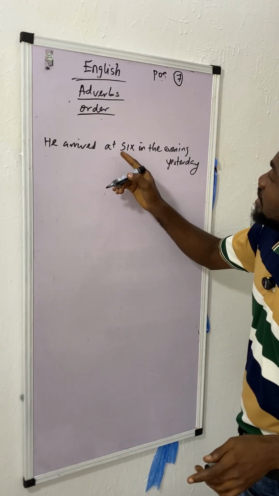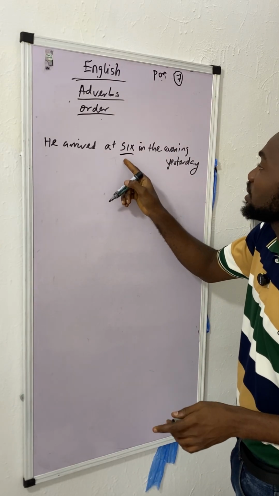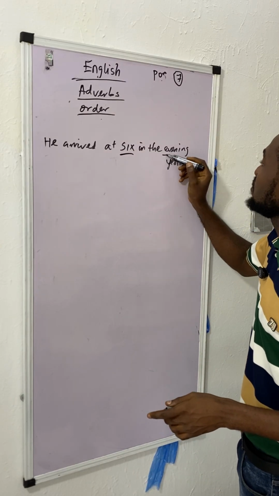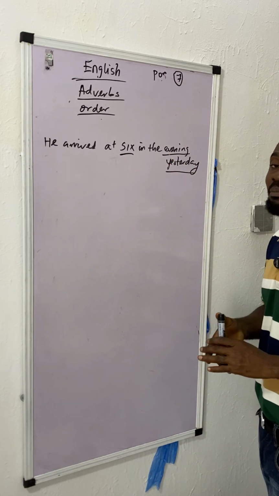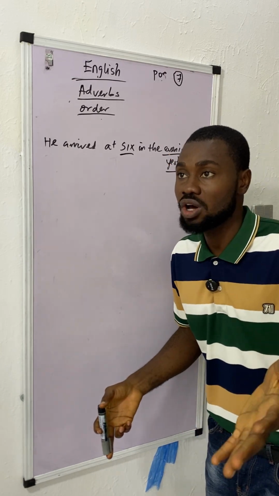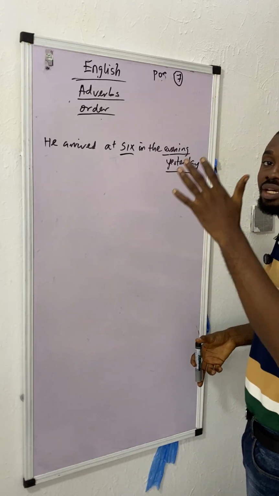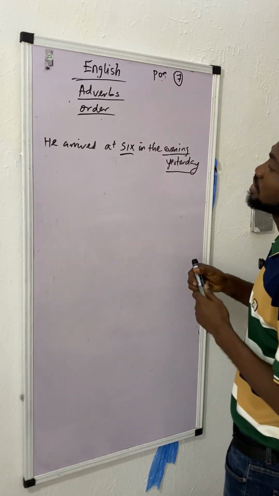We have different units of time here. At 6, 6 is one. That's 6 p.m. In the evening. Evening is another time again. Yesterday is another unit of time. So remember, from the smallest to the biggest. That's how you are going to arrange it. So big, bigger, biggest.